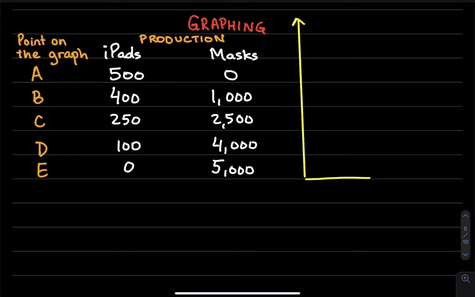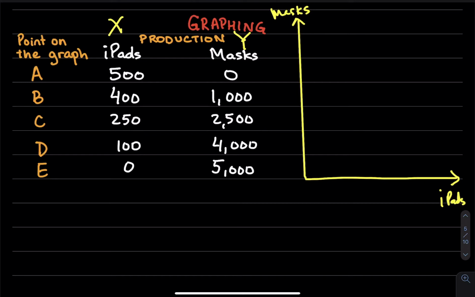Okay, the graph is going to require us to know what's on the x-axis and what's on the y-axis. So let's assume iPads is x and masks are y. This is iPads, and these are masks. And now we are going to plot these points.